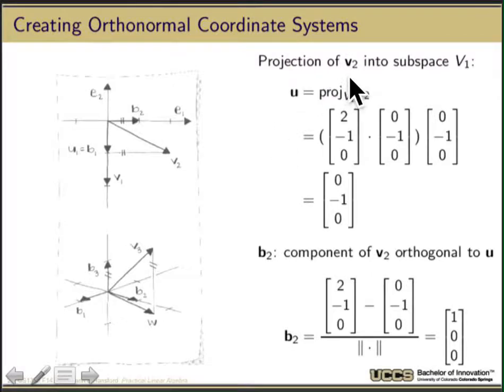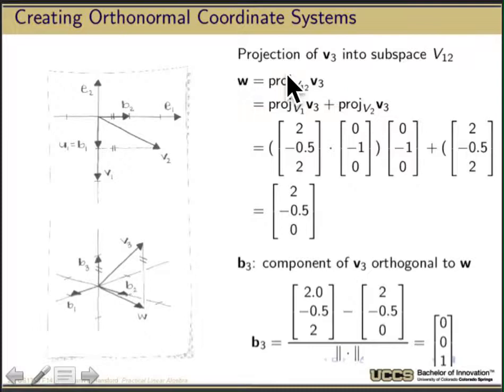Now I'm going to take the projection of V2 onto that subspace. To do that projection, I take the dot product of V2 and V1 multiplied by V1. That's just the dot product to give me this length here, and that turns out to be equal to 0, -1, 0. Now I want to get my B2, which is the component of V2 orthogonal to U1. So I'm going to subtract this projection from V2, and then normalize that, and I get 1, 0, 0.